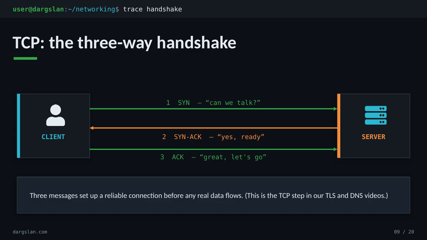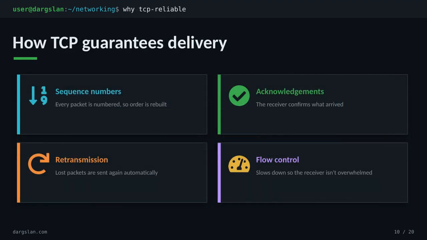Only after those three little messages does any real data start to flow. It's the same TCP step quietly happening underneath every TLS or DNS exchange we'll look at later. Once that connection is open, TCP has four quiet tricks that turn a messy network into a reliable stream.